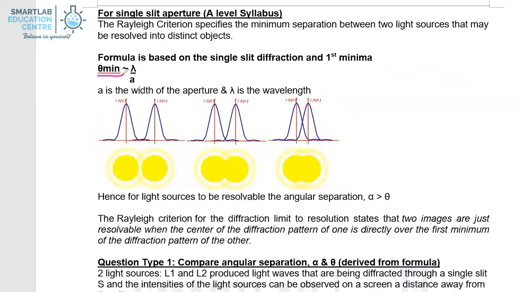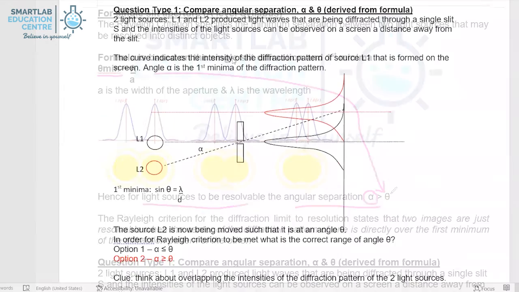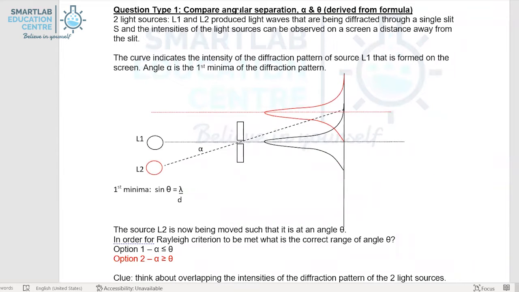So once we have calculated theta minimum as lambda over a, we will have the value here. In order for the light sources to be resolvable, the angular separation between them, which we normally call alpha, must be larger than theta. There are specifically two types of questions. Let us take a look at the first type of question.